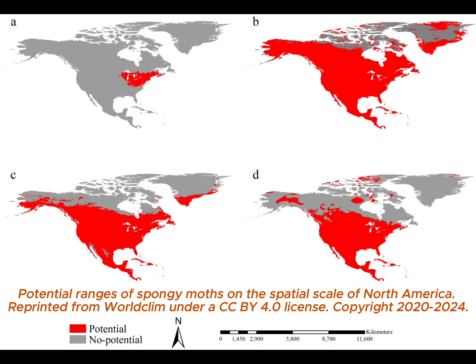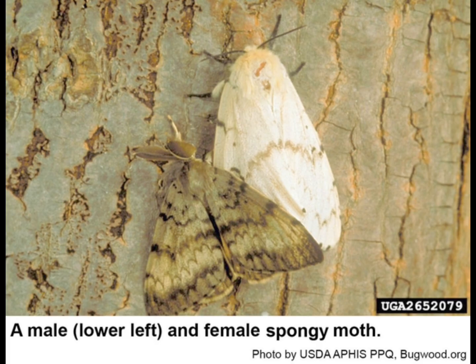This image showcases the potential spread of the spongy moth across North America with the predicted factors of topography, climate, and land use. Lymantria dispar go through a univoltine life cycle. This means they breed only once a year.